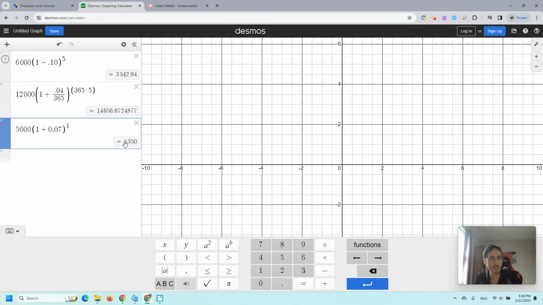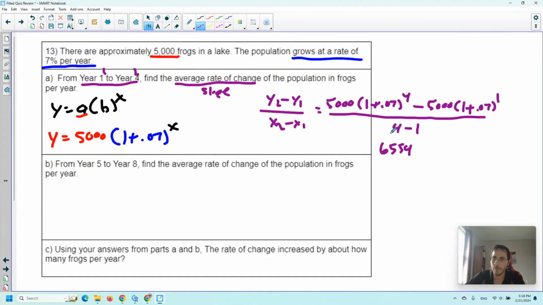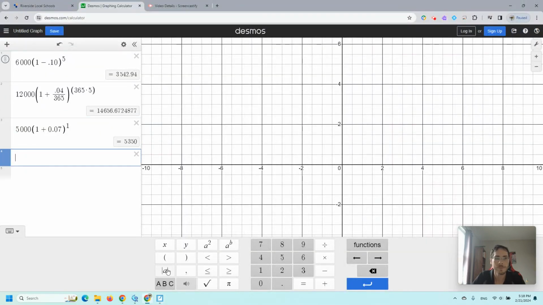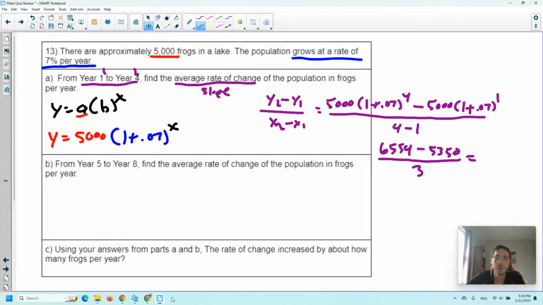If I put the 1 in there, I get 5,350 frogs. So minus 5,350 frogs. Again, that makes sense because it's a little bit more than 5,000. 4 minus 1 is 3, so that's good. So I got to do 6,554 minus, I see on the screen, 5,350. So I got 1,204 frogs. So I gained 1,204 frogs over 3 years.